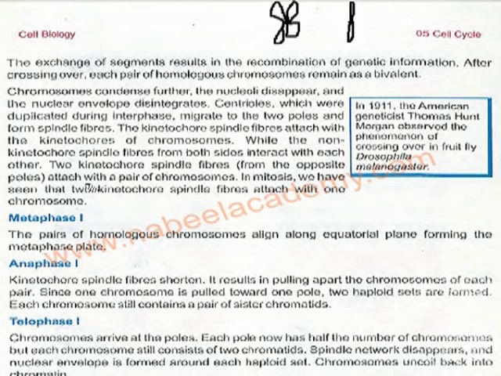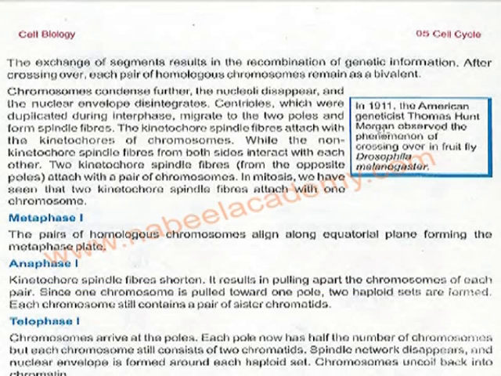It attaches with the help of a pair, which we can show in the diagram. If you see the diagram, you will see that the pair is attached. Understand? Metaphase 1, the pairs of homologous chromosomes align along the equatorial plate forming a metaphase plate, which we already know. Anaphase 1, kinetochore spindle fibers shorten. Pulling apart of chromosomes is seen. One chromosome is pulled towards one pole and the other towards the other, haploid sets are formed. Same thing. Telophase 1, what happens during telophase 1?